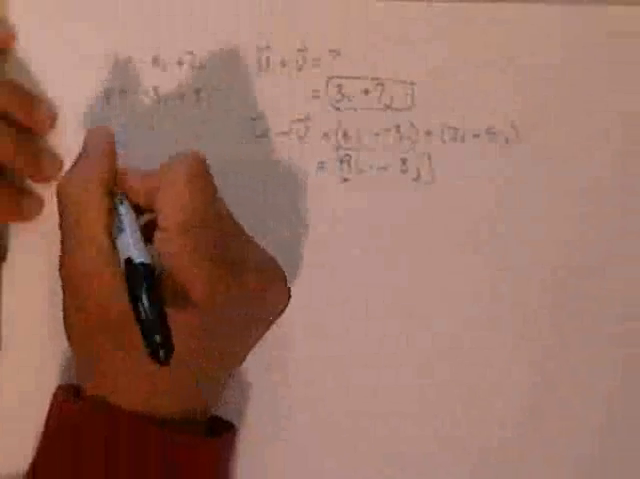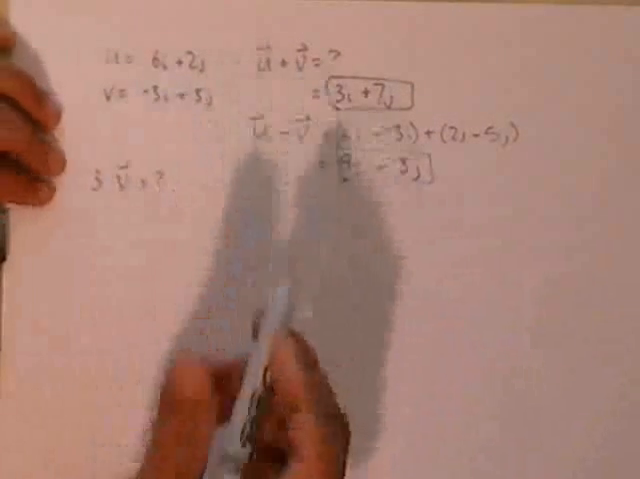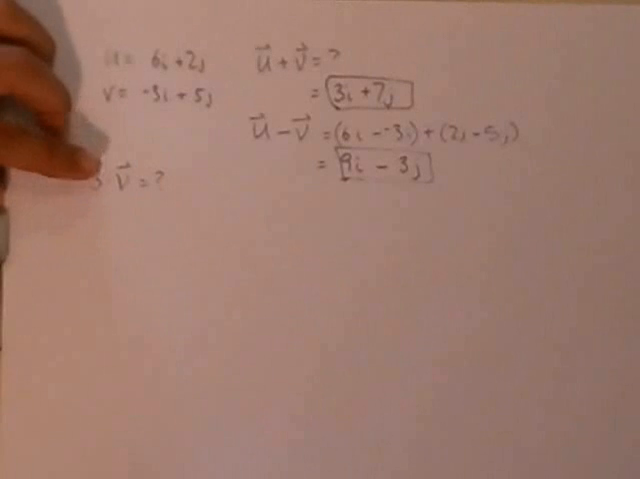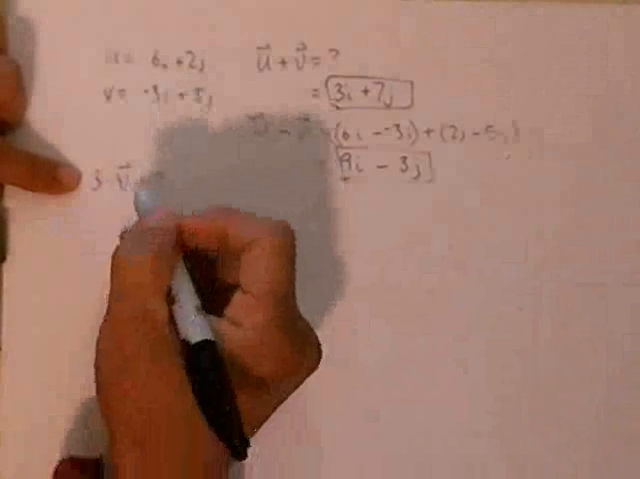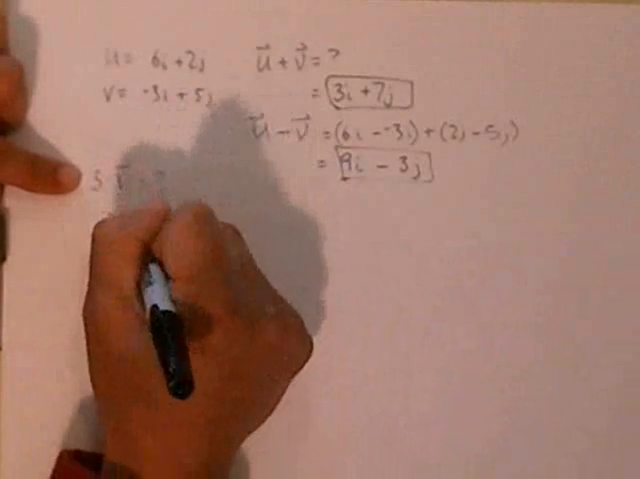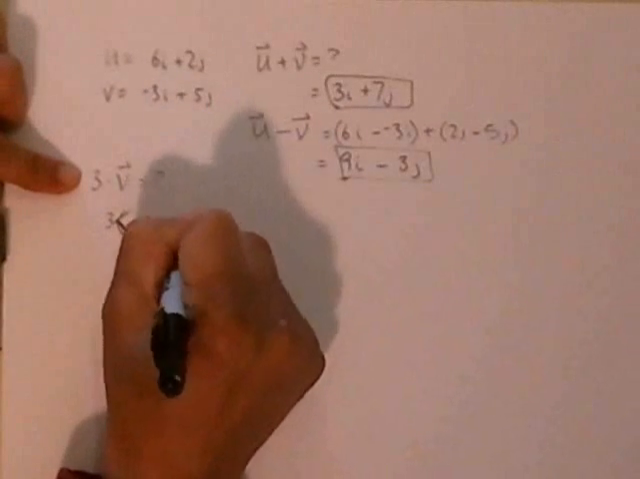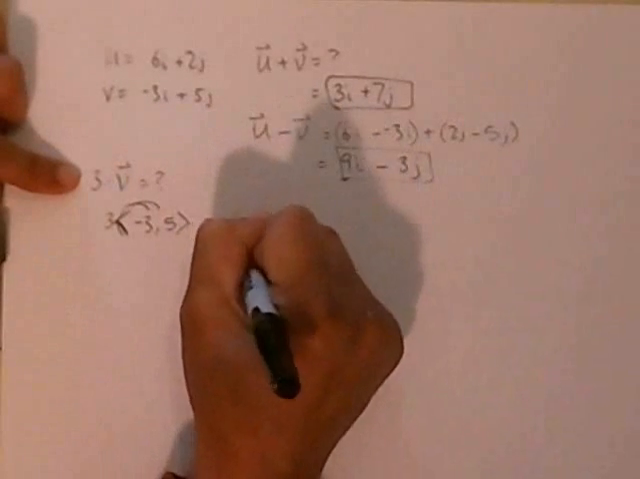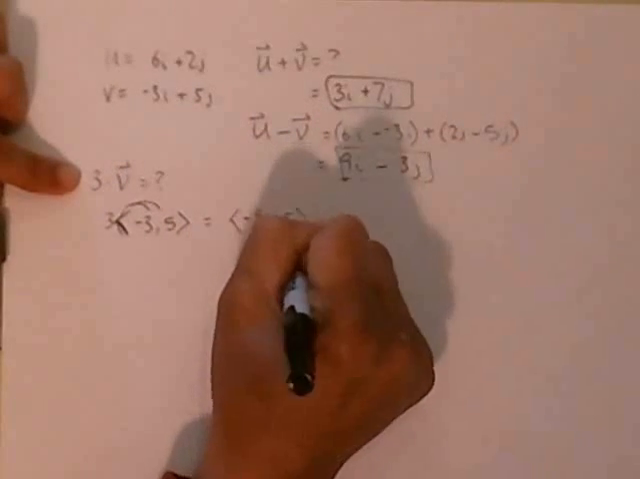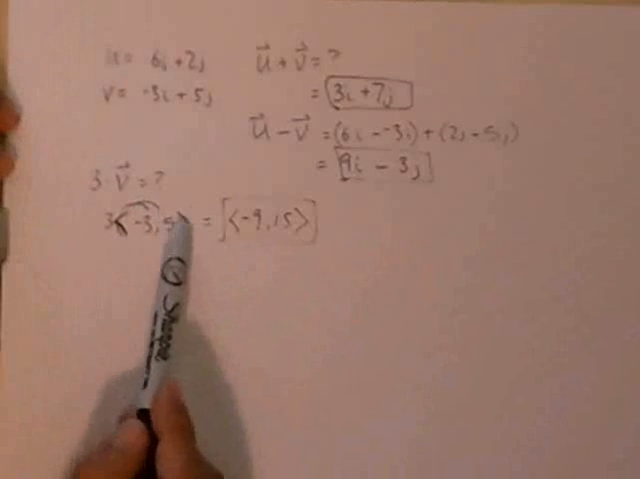I can also do something else. If I have 3 times the vector v, whatever that vector looks like, I multiply by 3 times a scalar. They call that a scalar, which is 3. So it's 3 times this vector. I'm going to put short notation here: negative 3 comma 5. I multiply straight across. Inside, distribute that out. That becomes the vector negative 9 and 15. And you can kind of see how that works if you draw it in a graph, and it's going to be 3 times this vector v.